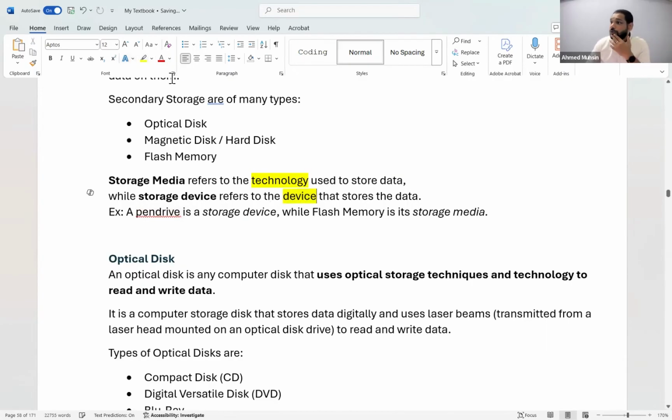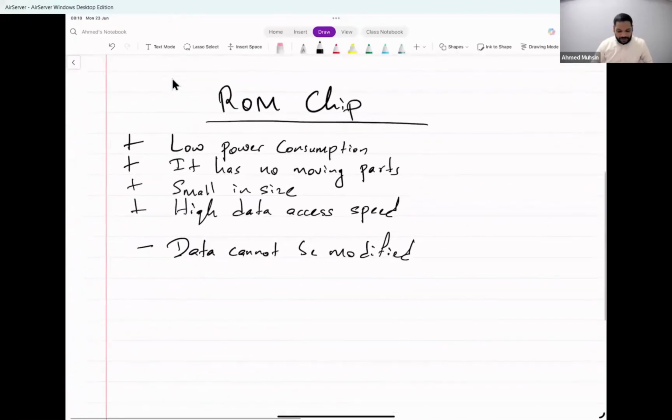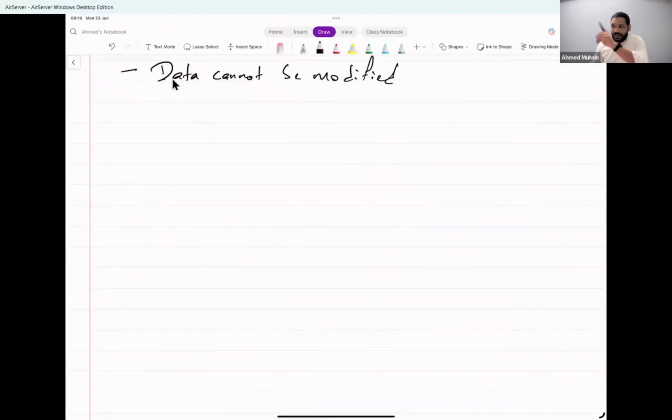Read the next one. Storage device refers to the physical hardware device that is being used to store your data. Everybody okay with this? So I'm going to give you guys an example. Pen drive uses what technology? EEPROM. What's another word for EEPROM? Flash memory, right? So flash memory is your technology. So it is storage media or device? It is storage media. What is the hardware device that flash memory uses? A pen drive. So a pen drive becomes your storage device.